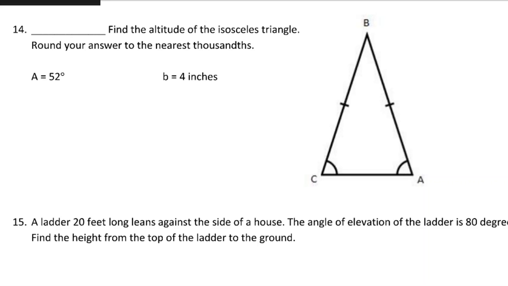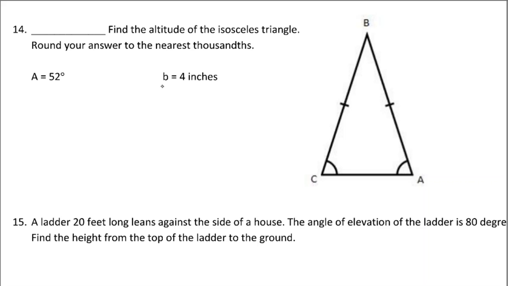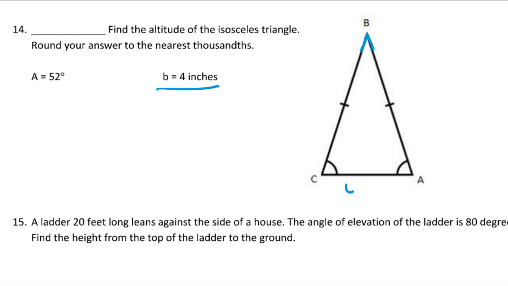Find the altitude of the isosceles triangle. Round your answer to the nearest thousandth. Okay, so they tell us side B is 4 inches. If this is angle B, then side B would be over here.